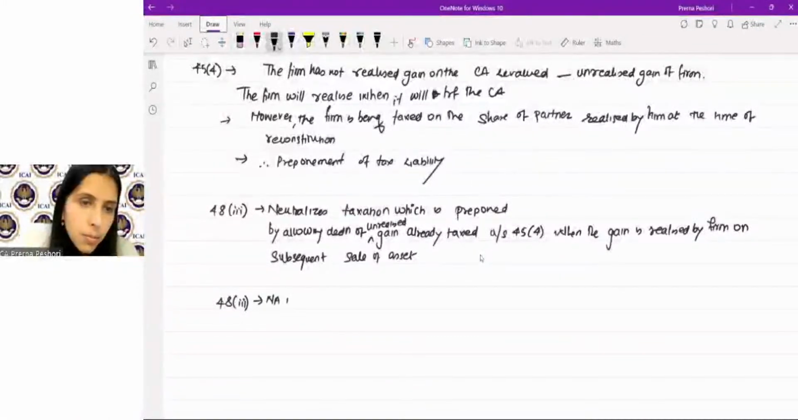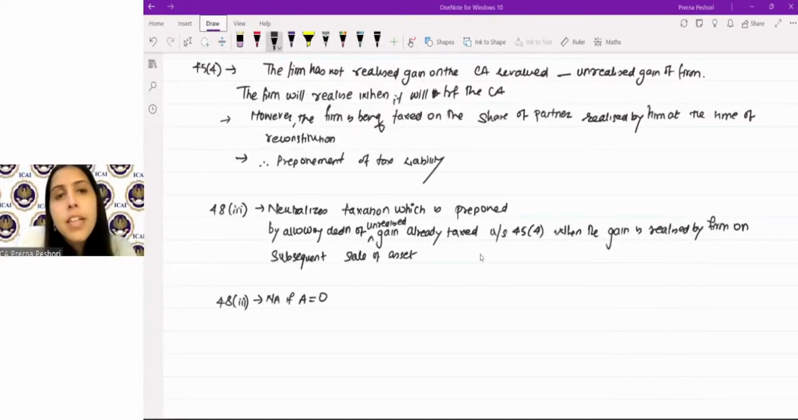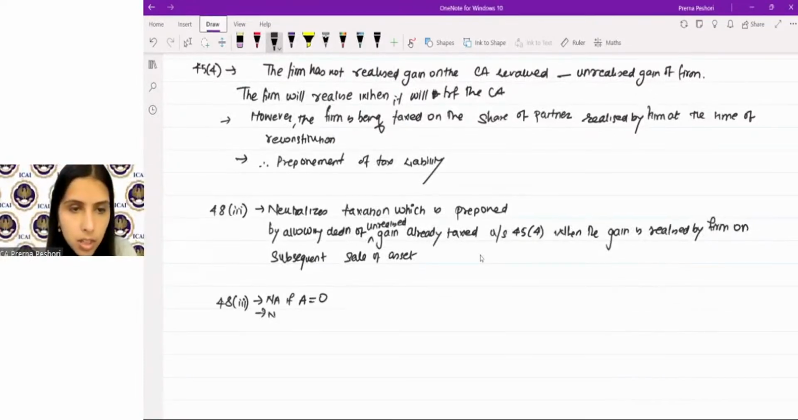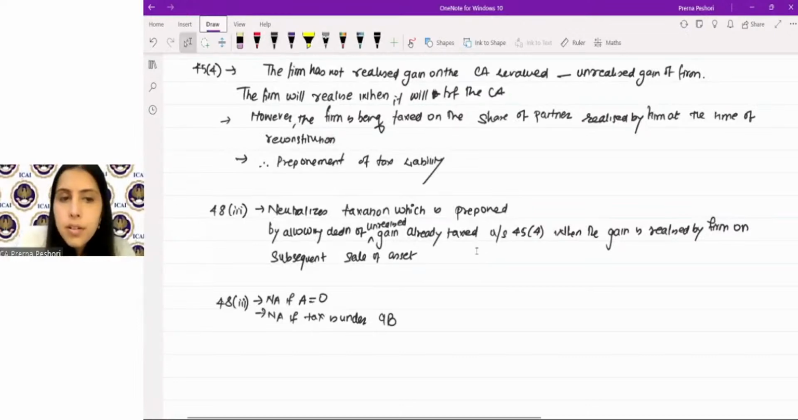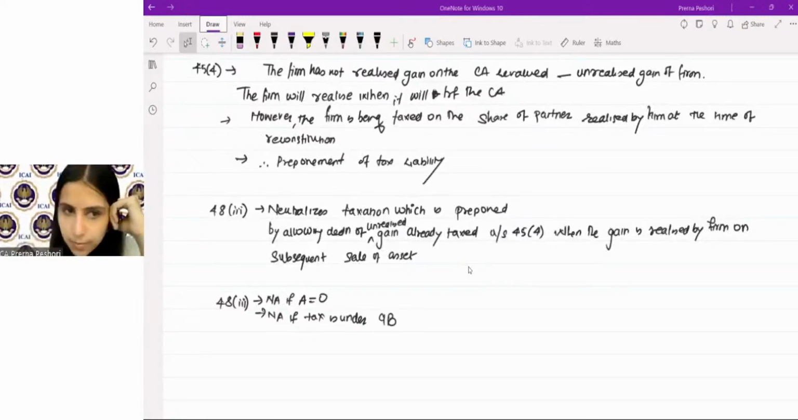This is not applicable. 48(3) will not be applicable if tax is under 9B, because under 9B you are taxing the realized gain only. Clear? So in this situation, 48(3) will not be applicable. So no deduction if A is 0, because it is not taxed, or when 9B is applicable. Clear?